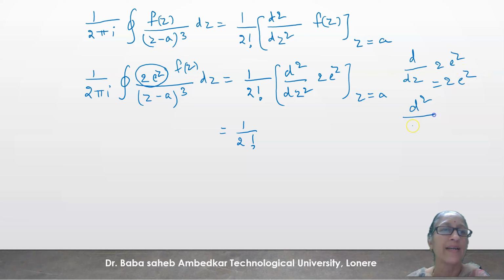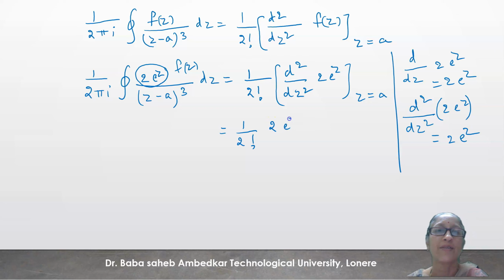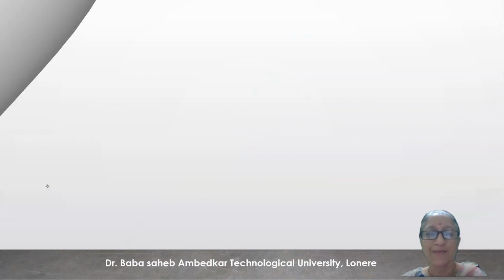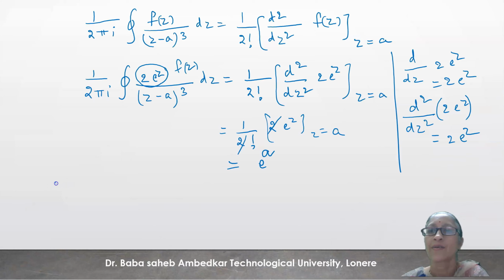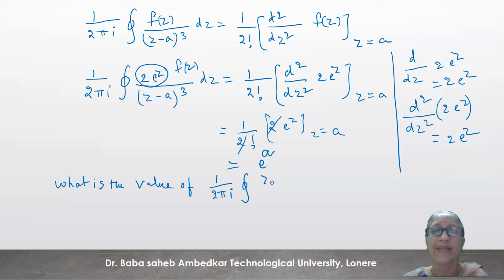Again, if you differentiate it again, d square by dz square of 2 e power z is again 2 e power z. Okay, so here the value of this is 2 e power z at z equal to a, and the 2 and 2 will get cancelled. If you put z equal to a, it is equal to e power a. Then, what is the value of, let us say, 1 by 2 pi i, in the place of 2, if you take z e power z by (z minus a) whole cube dz?